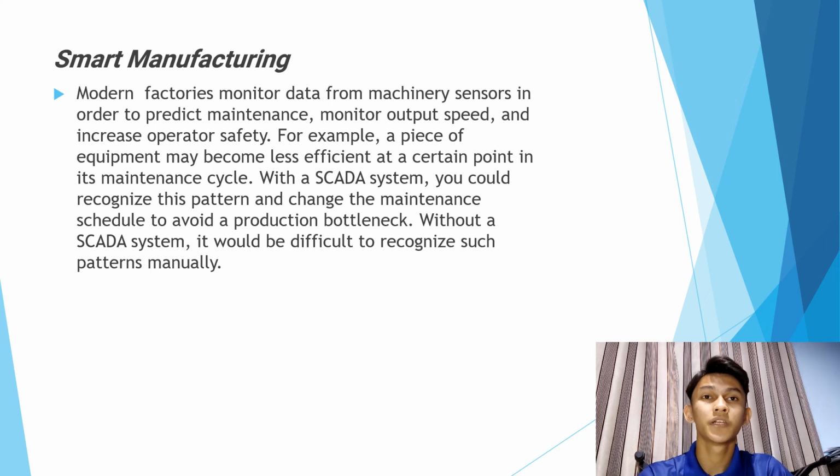Next is smart manufacturing. Modern factories monitor data from machinery sensors in order to predict maintenance, monitor output speed, and increase operator safety. For example, a piece of equipment may become less efficient at a certain point in its maintenance cycle. With a SCADA system, you could recognize this pattern and change the maintenance schedule to avoid a production bottleneck. Without a SCADA system, it would be difficult to recognize such patterns manually.